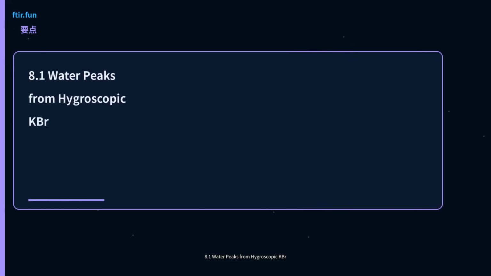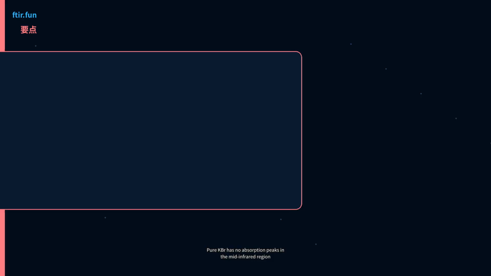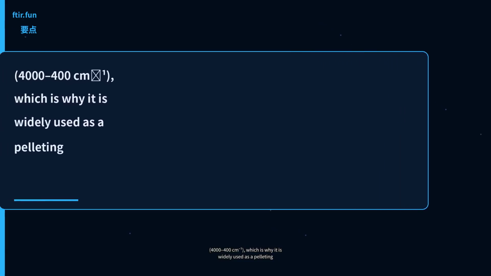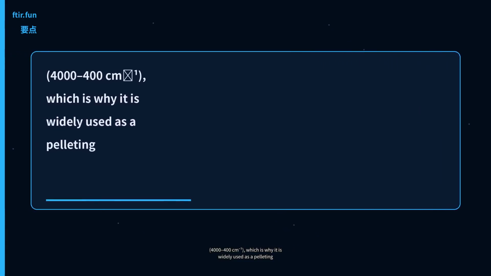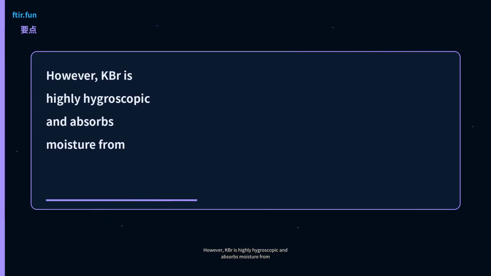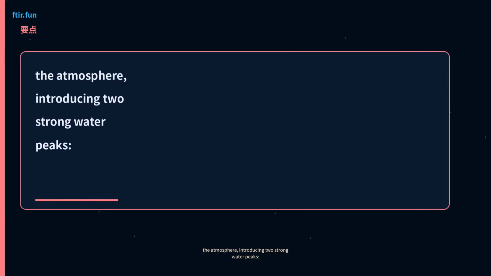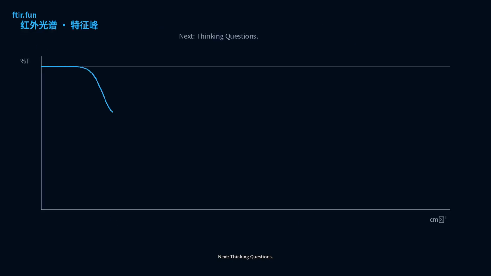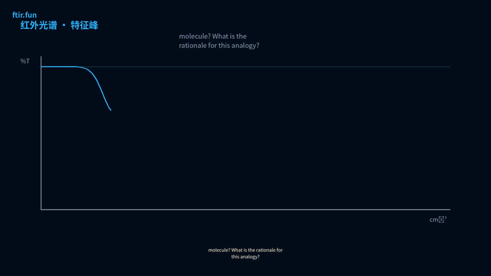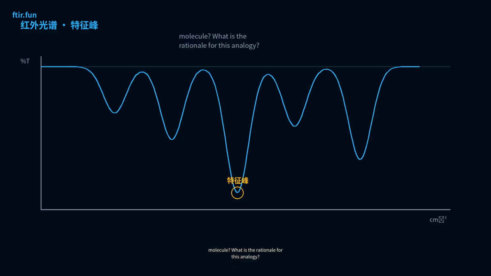Next, common interferences in the fingerprint region. Water peaks from hygroscopic KBr. Pure KBr has no absorption peaks in the mid-infrared region, 4,000 to 400 centimeters, which is why it is widely used as a pelleting medium. However, KBr is highly hygroscopic and absorbs moisture from the atmosphere, introducing two strong water peaks. Next, thinking questions. Why is the fingerprint region called the ID card of a molecule? What is the rationale for this analogy?